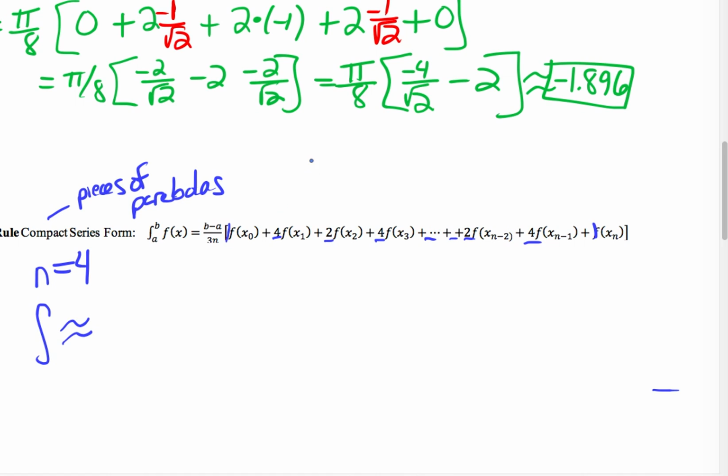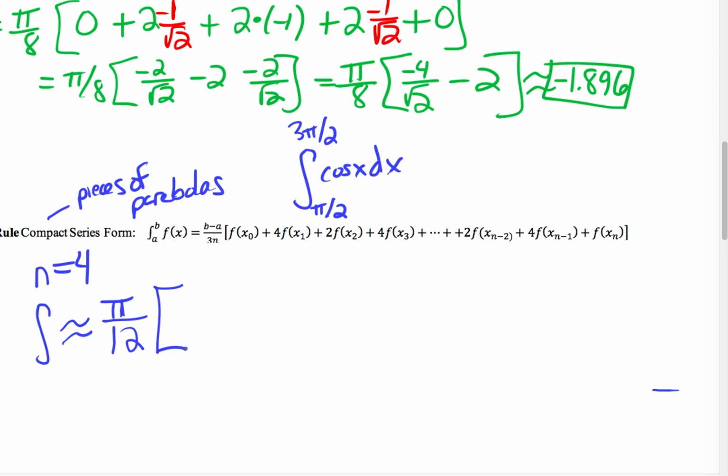Let's just remember what we're trying to integrate here. It's the integral from pi over 2 to 3 pi over 2 of cosine of x dx. So that's approximately equal to b minus a. Let me get this junk out of the way so you can see clearly here. b minus a is going to be 3 halves pi minus 1/2 pi, that's going to be pi, over 3n. This time n is 4, so it's going to be 12. And then we're going to go the first node plus 4 times the second one.